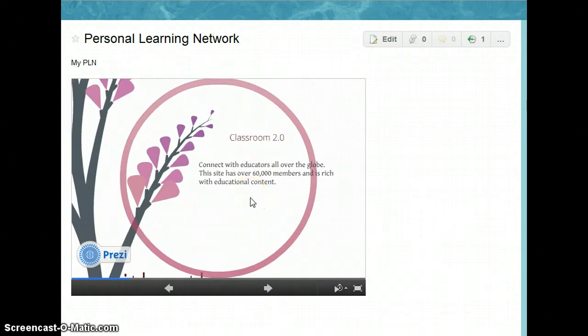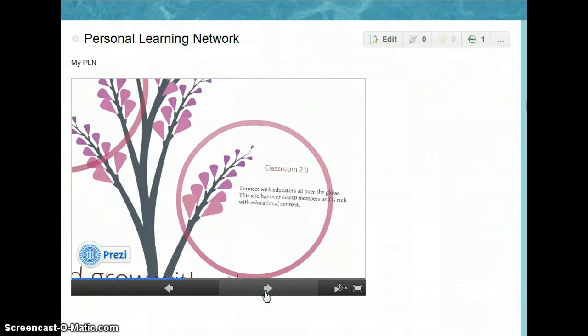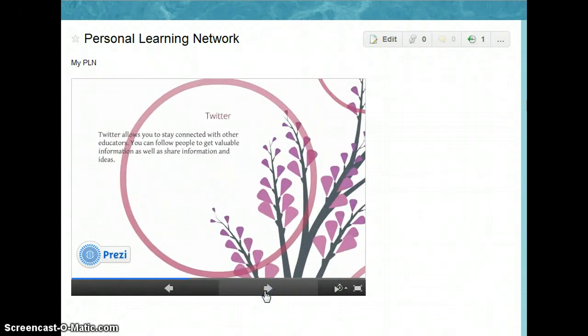Classroom 2.0 is used to connect with educators all over the globe. This site has over 60,000 members and is rich with educational content. Twitter allows you to stay connected with other educators. You can follow people to get valuable information as well as share information and ideas.